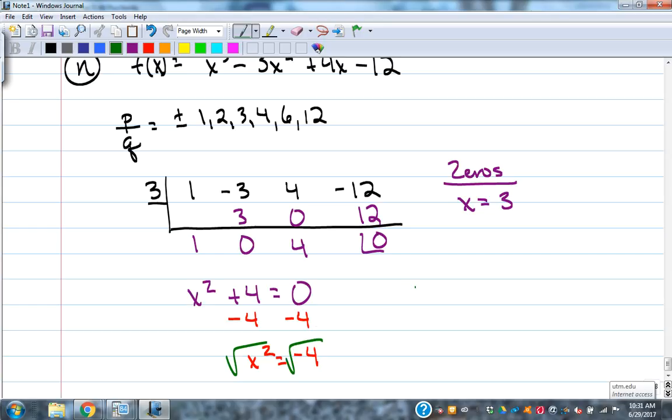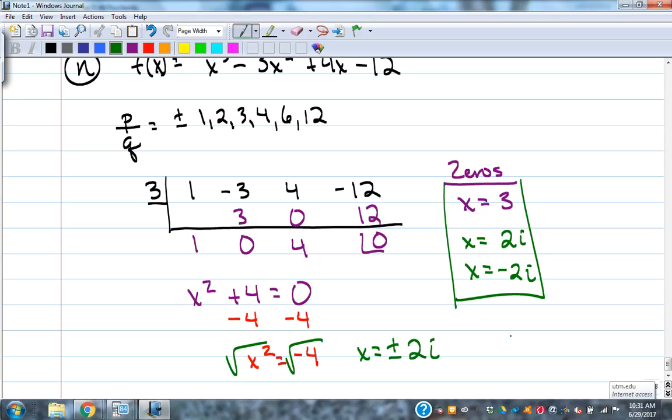What's the square root of -4? What's the square root of 4? 2. What happens if there's a negative under the square root? What comes out? An i. Perfect, Paula. Good. Hey, I found my other 2 zeros. They're complex. They're numbers that have the i's in them. 2i and -2i. That's still 3 zeros.